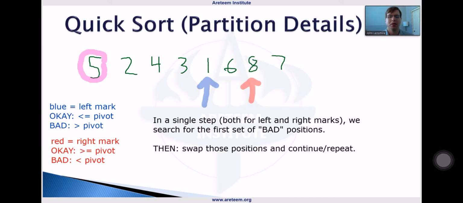Okay, so we now move our 1. So here is what we need to be careful with at the end. So we move our 1. 6 is now a bad position. Now, what about the red? The red we search. 6 is okay, 1 is bad.